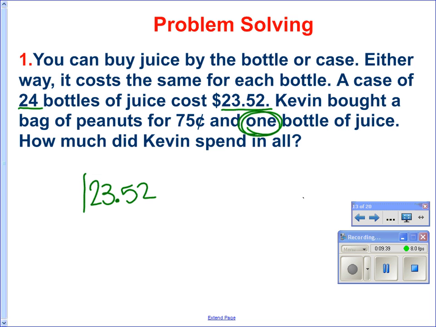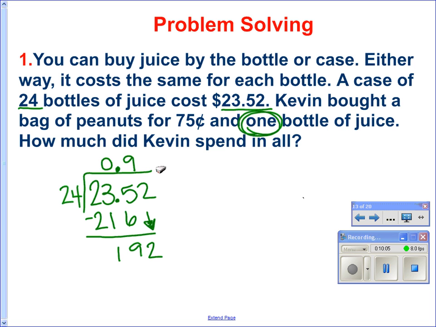$23.52 divided by 24. Bring your decimal straight up. 24 goes into 23. It cannot. 24 goes into 235 9 times, and you get 216. When you subtract 235 minus 216, the answer is 19. 24 cannot go into 19, so you're going to bring down the 2. 24 goes into 192 8 times. 8 times 24 is 192. Okay, so for one bottle of juice, it is 98 cents.